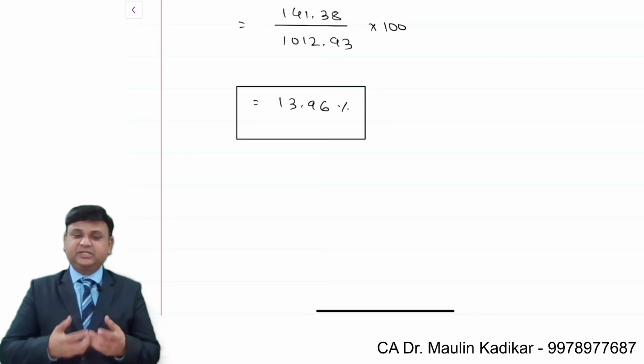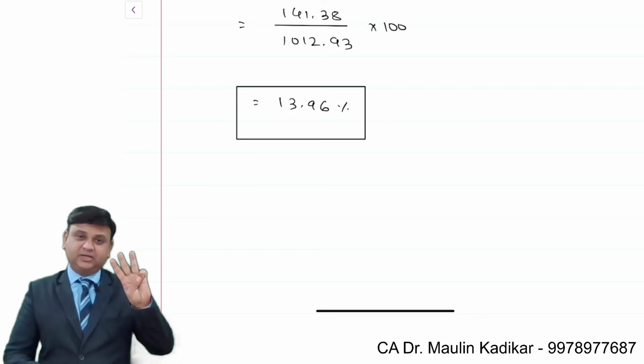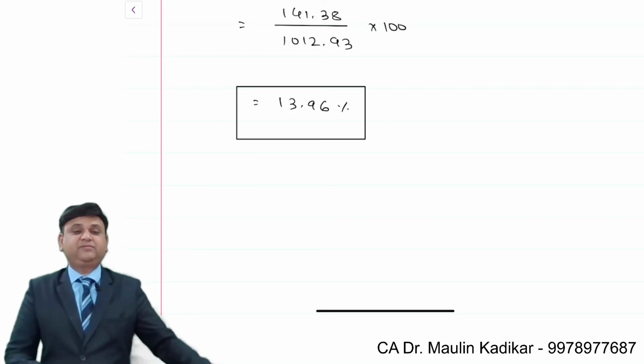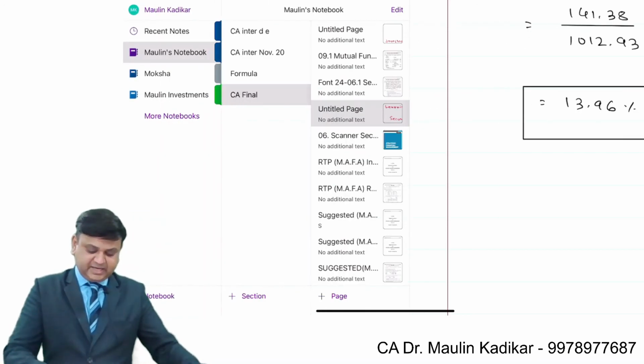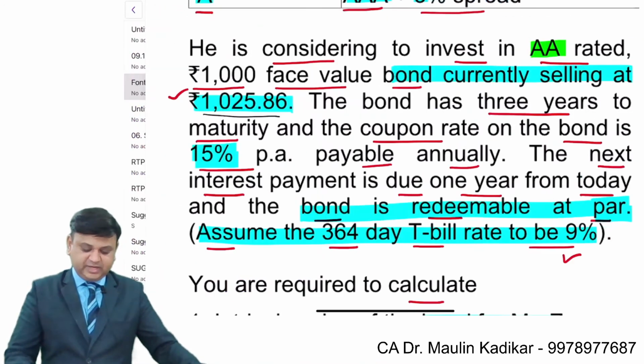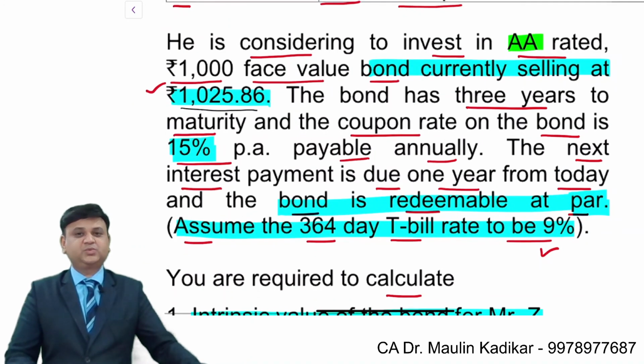So the answer to the second part of the question can be written using any one of the three methods, and all three methods that we have discussed coincidentally give the same result. If you do the IRR calculation, then you will get a more precise answer. This is what we understand.